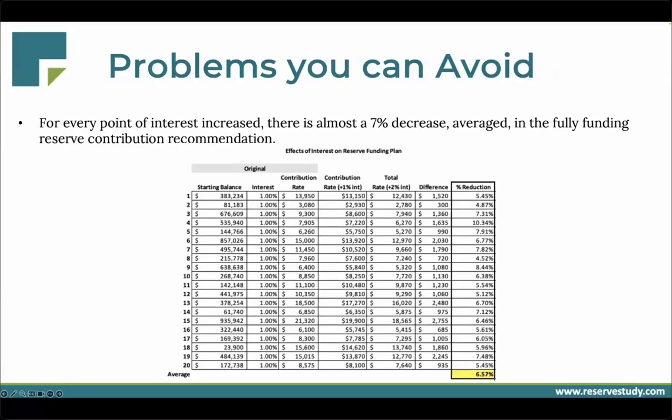And let's not be content with earning a low yield from a savings account. Here's a simple way of looking through this. I actually ran a test of a couple clients just to see, does increasing the yield on your reserve account help the association, and how much? What we found is that for every point of interest increase for an association, meaning if you go from a 1% yielding account into a 2% yielding account, there's almost a 7% decrease on average in the fully funding reserve transfer recommendation.